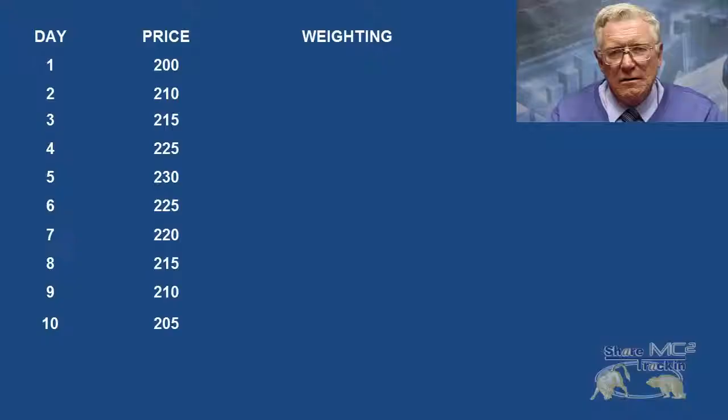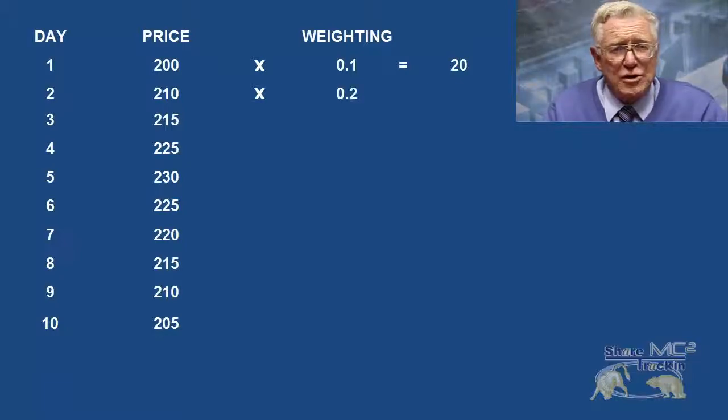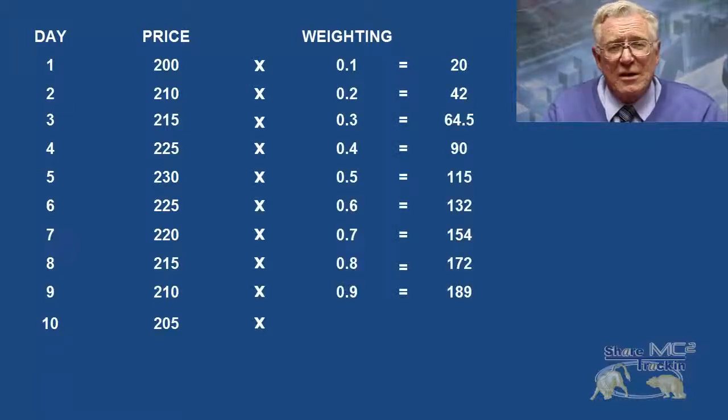Consider this diagram. Here you can see that I've written down the prices of a share for the past 10 days. And what I want to do is to weight them so that the oldest price has less impact on my moving average than the most recent one. So I multiply the oldest price, which is 200 cents, by 0.1, and that gives me a weighted figure of 20 cents. And I multiply the second oldest price by 0.2, which gives me, in this case, a weighted price of 42 cents. And so I go on until I weight the most recent price by 1.0, which gives me a weighted price of 205 cents.